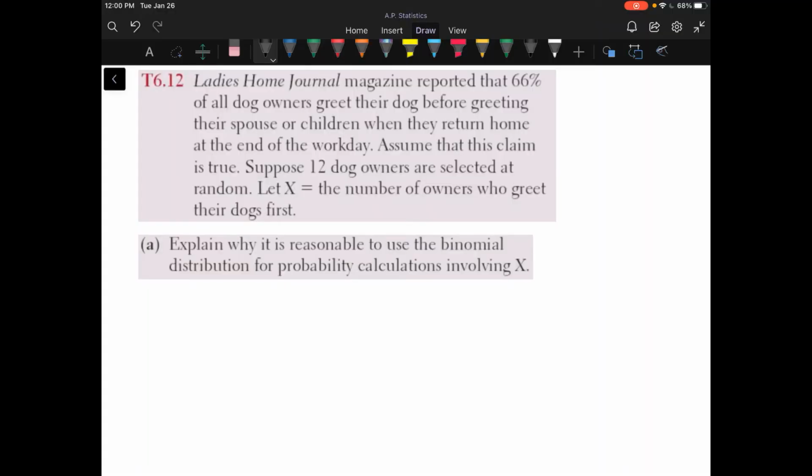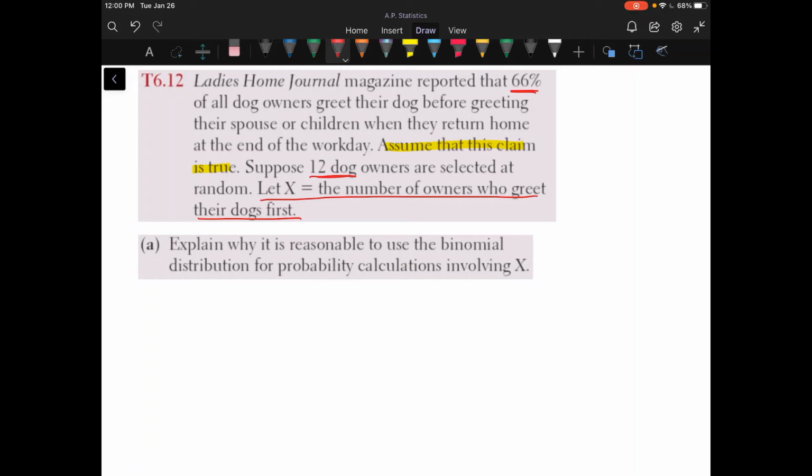Alright, so here's our next example. The Ladies' Home Journal magazine reported that 66% of all dog owners greet their dog before greeting their spouse or children when they return home at the end of the workday. Assume that this claim is true. So we're going to be able to use that data. Suppose 12 dog owners are selected at random, and let X equal the number of owners who greet their dog first. So we're already given a random variable. We'll use X. Explain why it is reasonable to use the binomial distribution for probability calculations involving X.